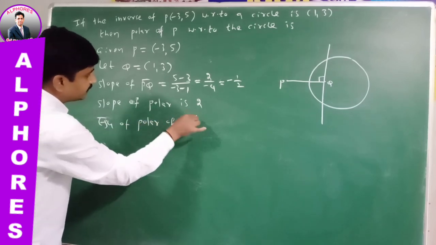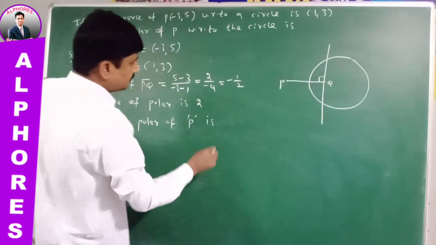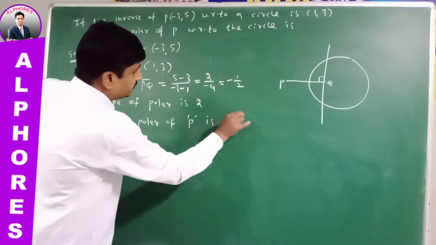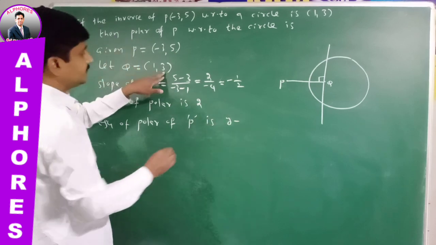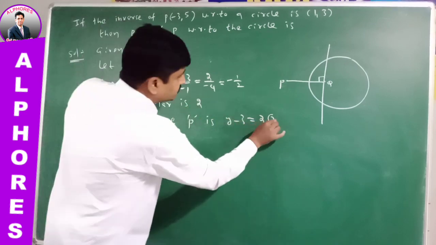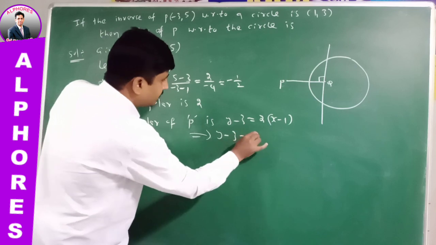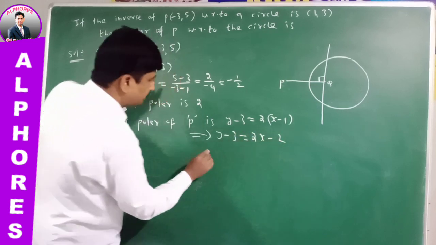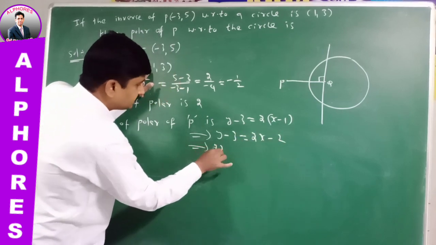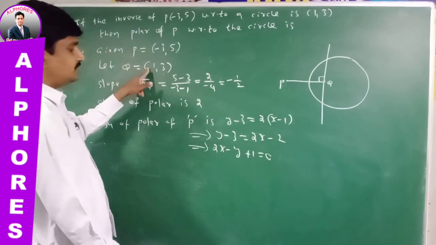Now the equation of the polar of P is, here the polar passes through the point Q. Equation of the polar of P is y minus 3 equal to 2 into x minus 1. This implies y minus 3 equal to 2x minus 2. Taking the right side, 2x minus y plus 1 equal to 0.